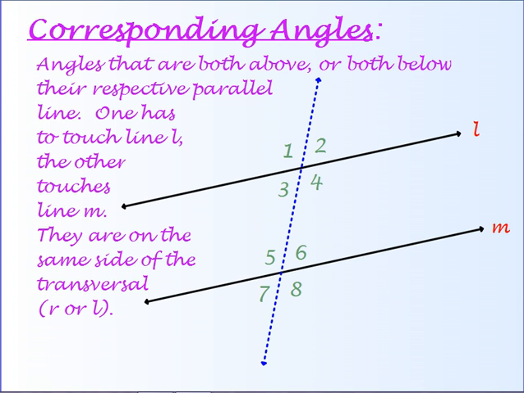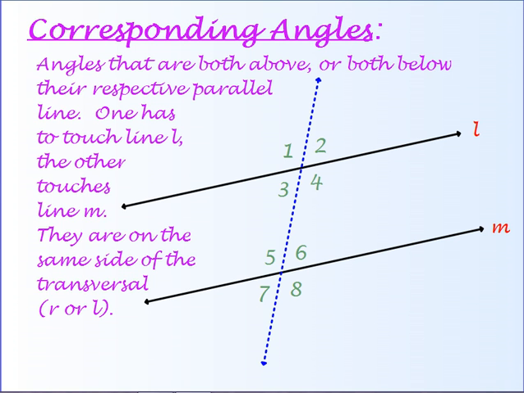So one corresponding angle has to touch line L. The other corresponding angle has to touch line M. So for instance, 3 and 4 would not be a pair of corresponding angles because they both are on line L.